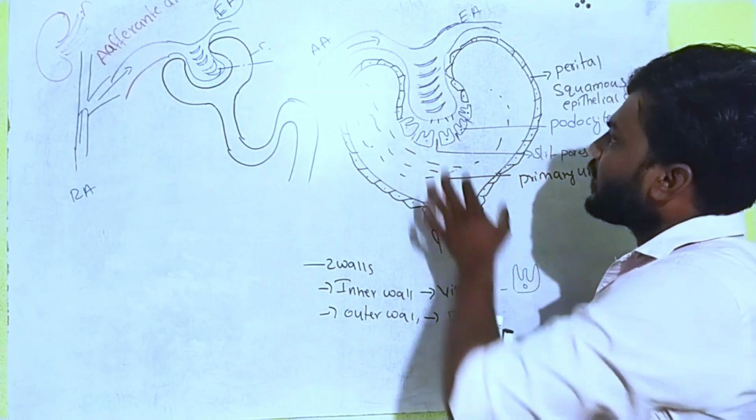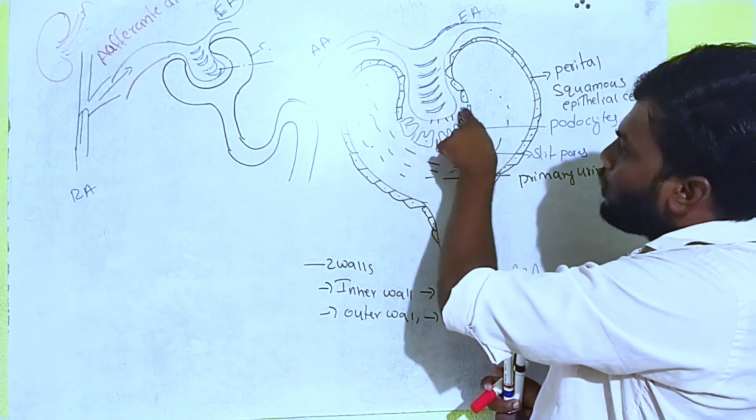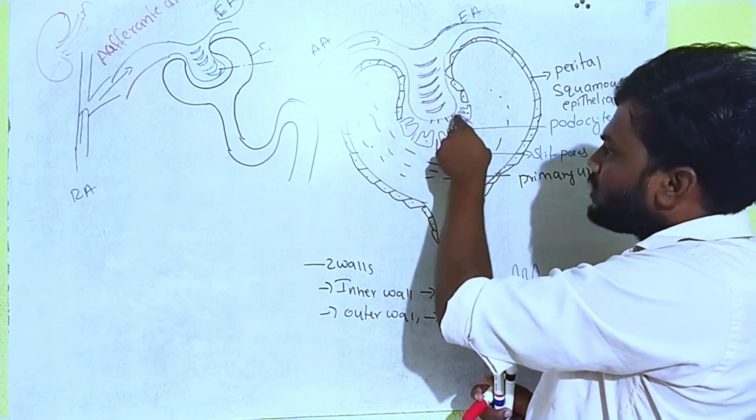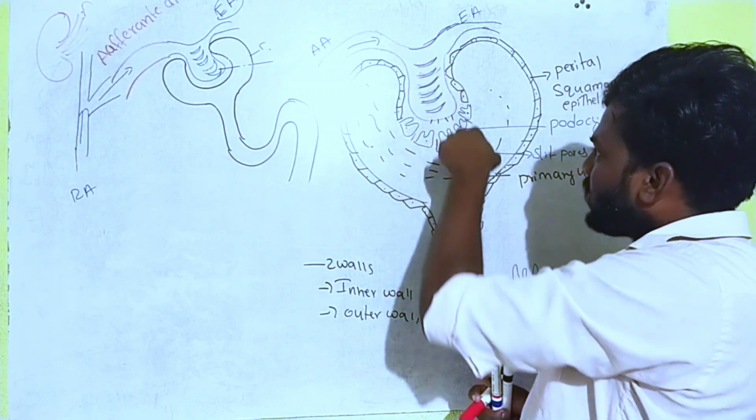The next one, here you can observe the depression of the Bowman's capsule. It means the Bowman's capsule depression. So this is the depression of the Bowman's capsule.